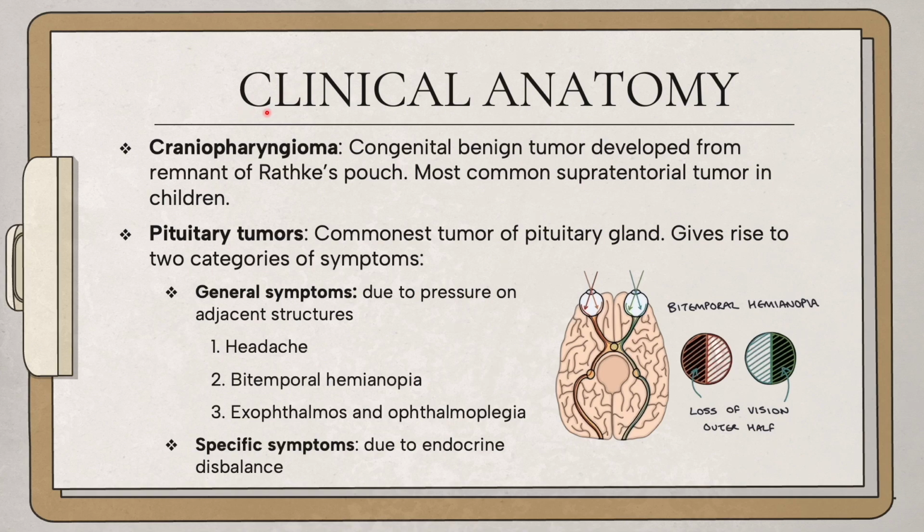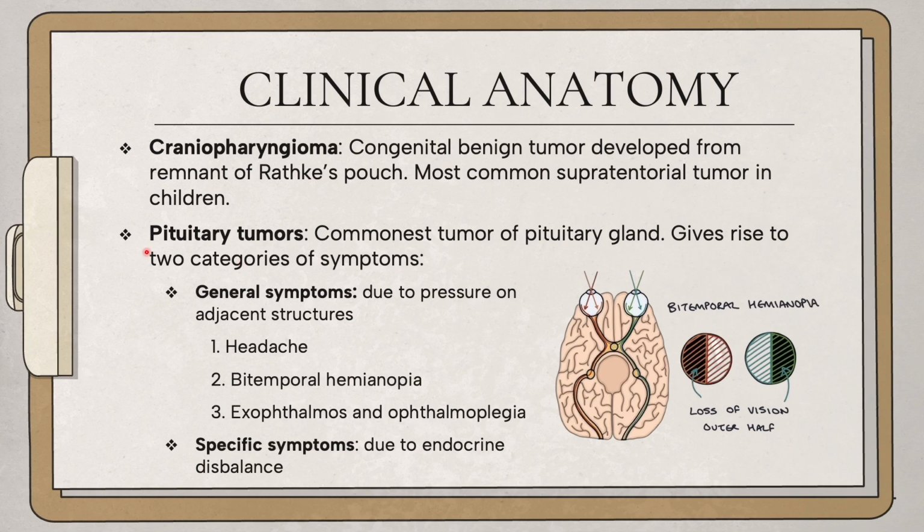Now we'll talk about the clinical anatomy of the pituitary gland. So the first one is craniopharyngioma. It is a congenital benign tumor developed from the remnant of Rathke's pouch. It is the most common supratentorial tumor in children of age group 5 to 14. The region of the brain above the tentorium cerebelli is called the supratentorial region.